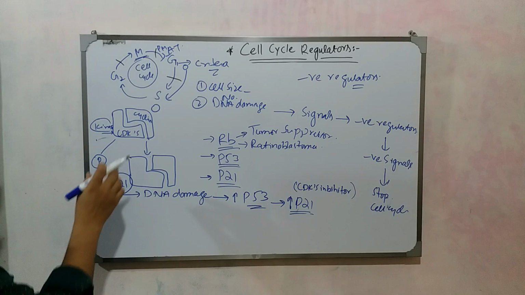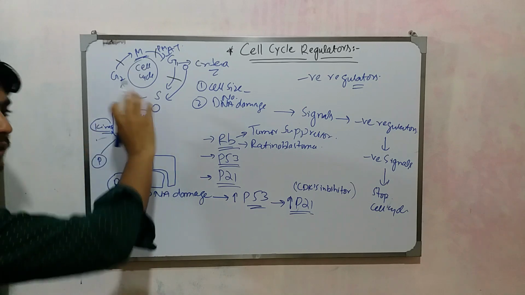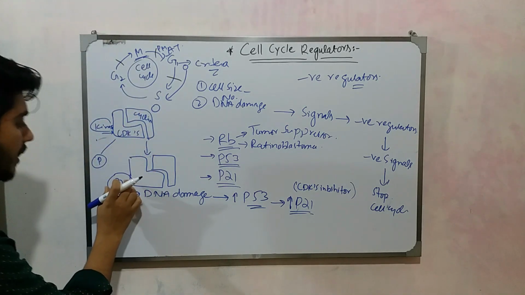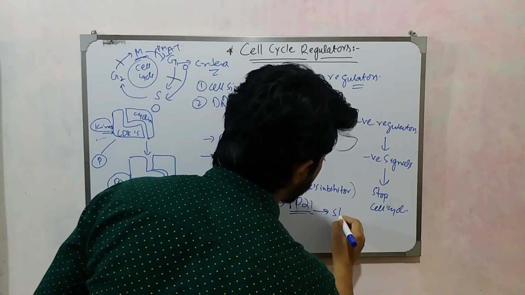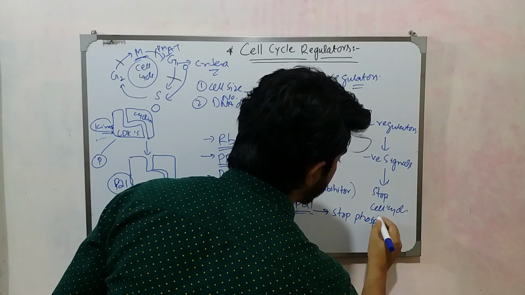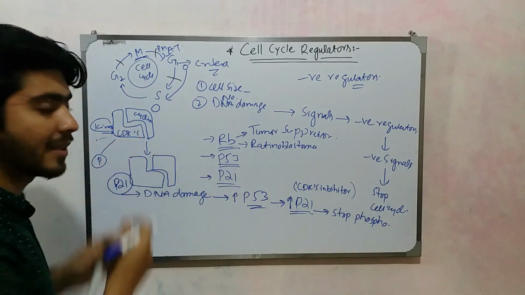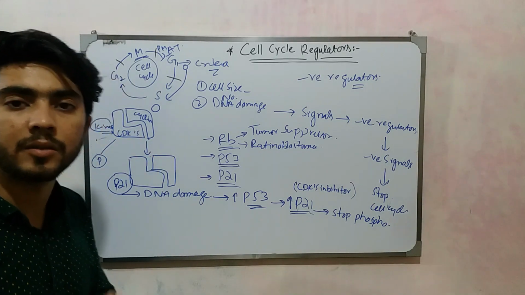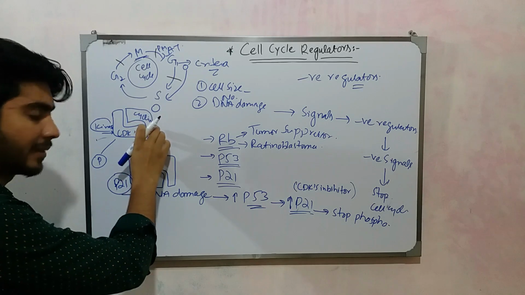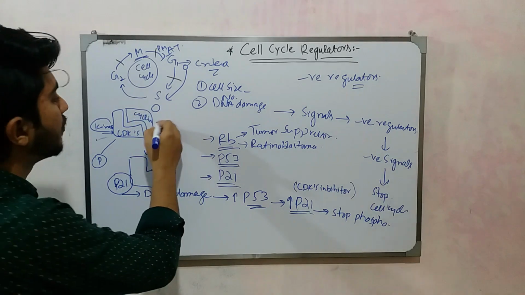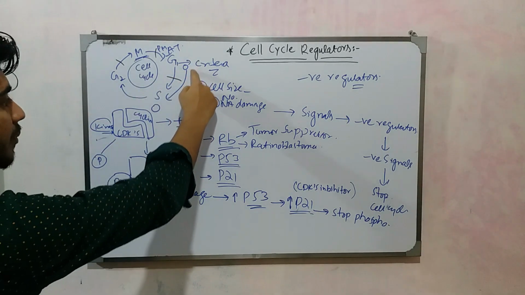This P21 stops the attachment of the kinase. If the kinase is stopped, then the phosphate group will not attach. It means that P21 will stop the phosphorylation process. If phosphorylation is stopped, then how will this complex target the specific target proteins? It will not target them. If the target proteins are not targeted, then how can it send the positive signals? If the positive signals are not sent, the cell will not proceed into the next stage.